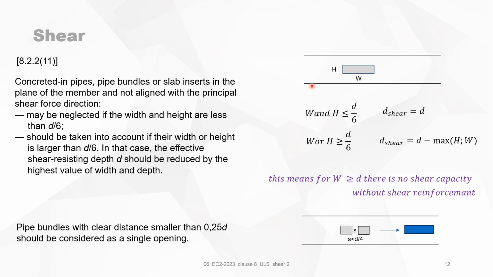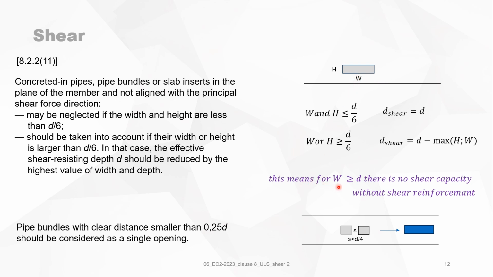For instance, for a beam of 600 millimeters, the reservation cannot be more than 100 by 100 millimeters. And in this case, when it's no more than 100 times 100 millimeters, then you don't need to take that into account in your shear force capacity calculation. On the other hand, when the dimensions are more than d over 6, then you should use d in your formula for shear force. You should subtract from that d the maximum of the height of the opening and the width of the opening.